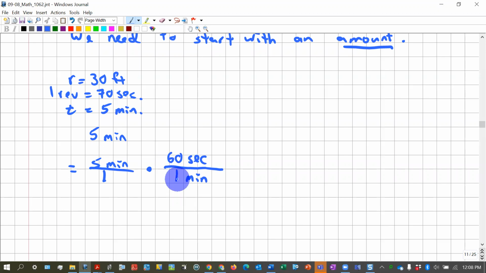So we still have an amount because the minutes are going to divide out. We still have an amount of time because the units are still seconds. Somehow we need to get to amounts of distance. Well, the only thing we know about seconds for this particular problem is that 70 seconds is the amount of time it takes for one revolution.